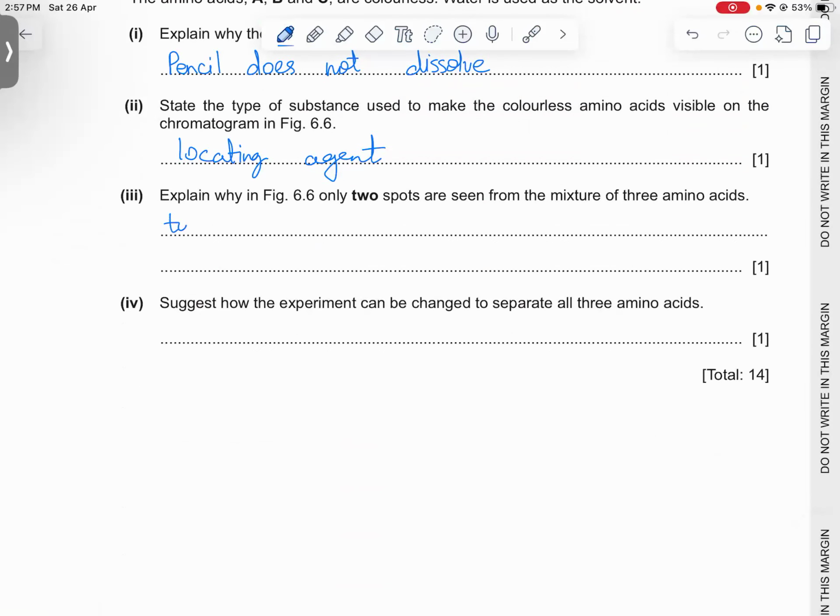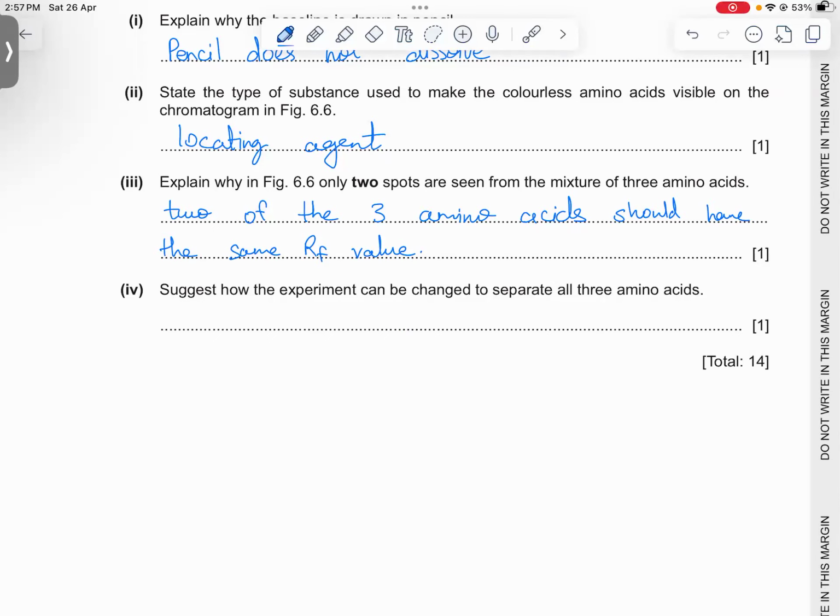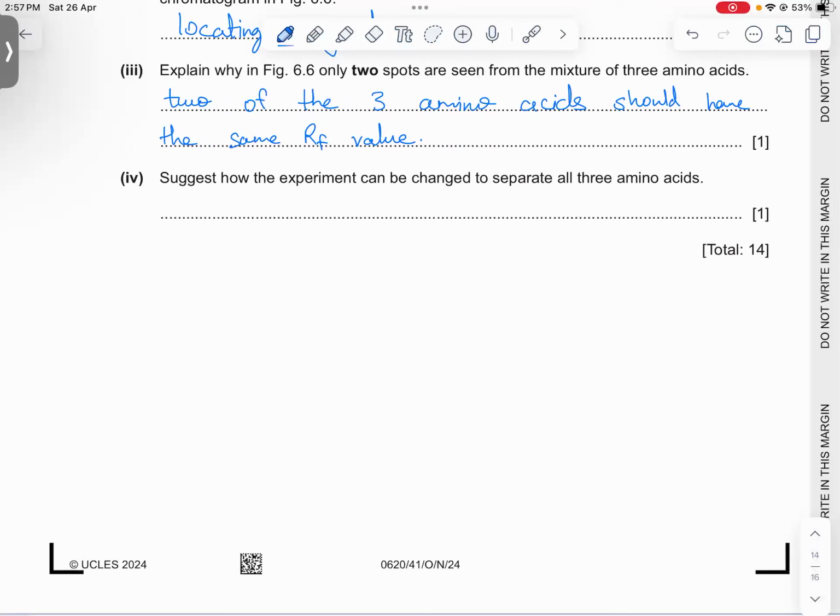All right, two of the three amino acids should have the same RF value. Full stop. Because it's one mark, we don't have to elaborate, or say hence they should be the same substance or whatnot.